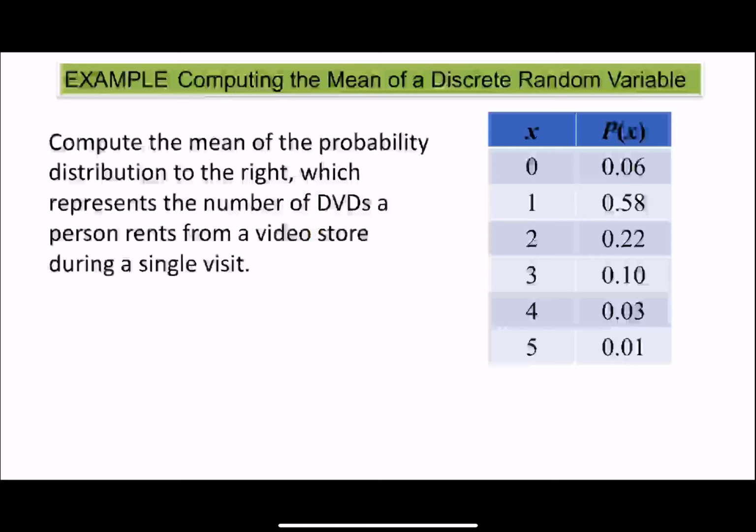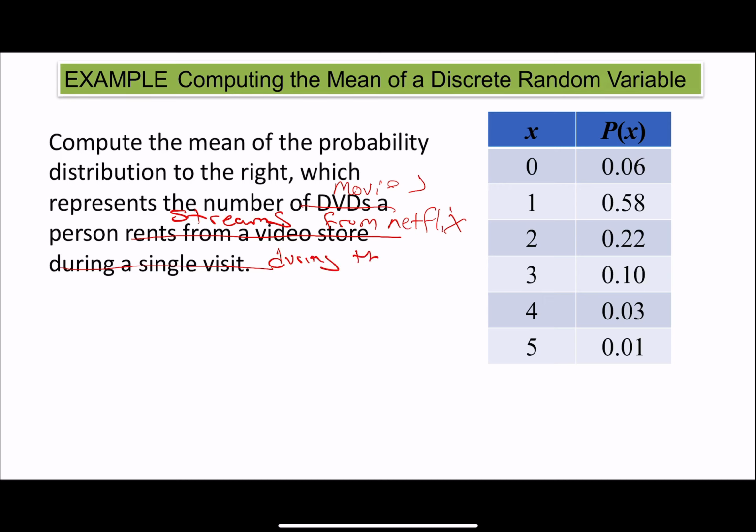This should not be rents from a video store. I thought I changed this. This should say the number of movies a person streams from Netflix during the month. I thought I fixed this. Sorry about that. I'll try to fix the PowerPoint before I upload it to my Open Math.